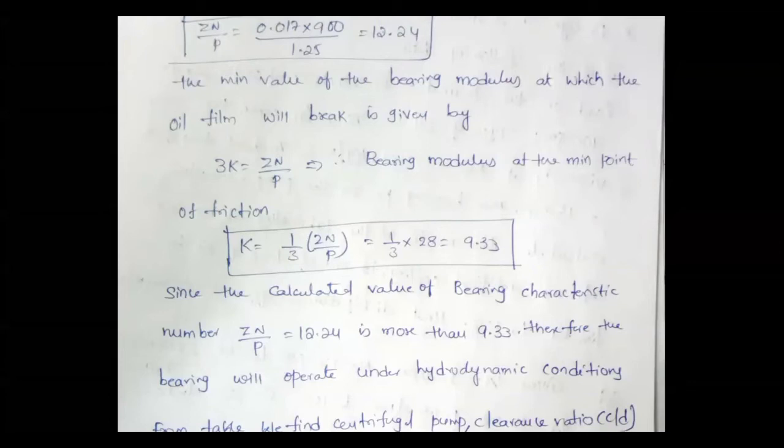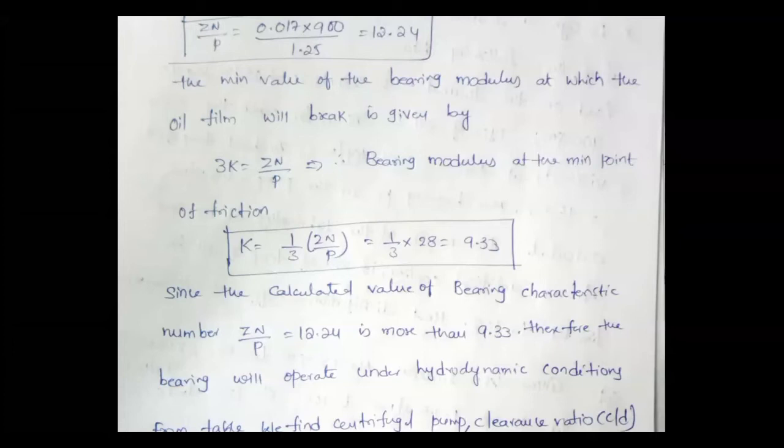Now you simply equate the Zn by P value equal to 3 times K, where K is called the bearing characteristics number. So the Zn by P value may be 3 times K, it may be 15 times K, it's your choice, as per your convenience. Here I am taking Zn by P value as 3 times K.